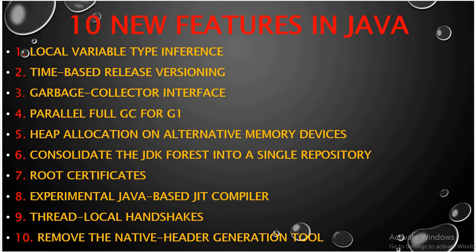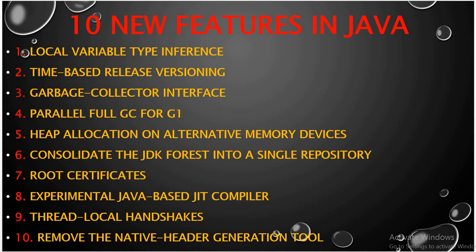Java 10 new features. First is local variable type reference. It is a list of 10 features and we will discuss them one by one. Second is time based release versioning. After every 6 months JDK will release a new version. Third is garbage collector interface. And fourth is parallel full GC, meaning garbage collector for G1. Fifth is heap allocation on alternative memory devices. And next is consolidate the JDK forest into a single repository.